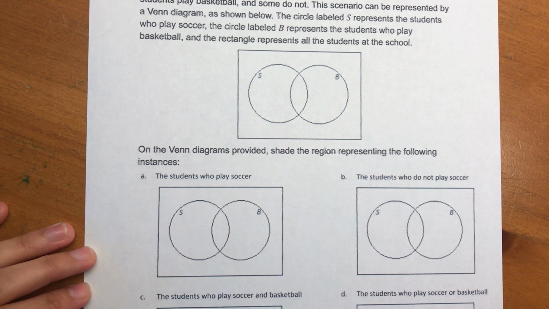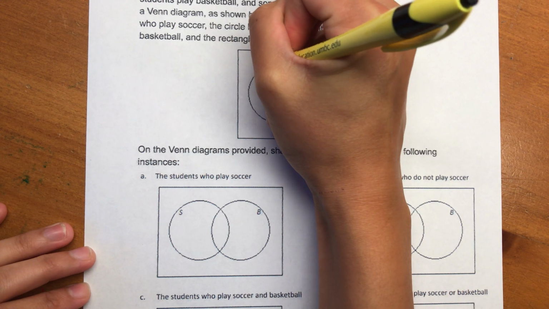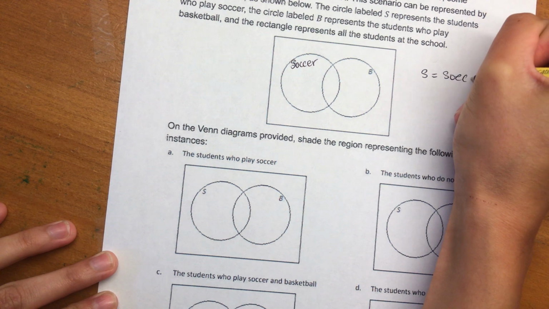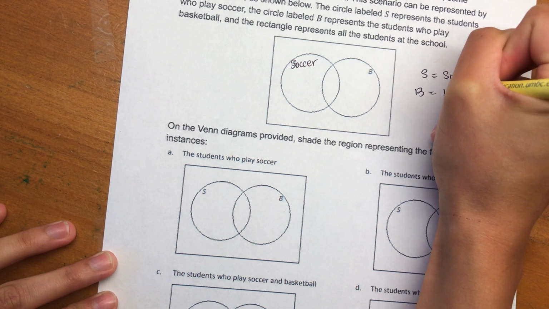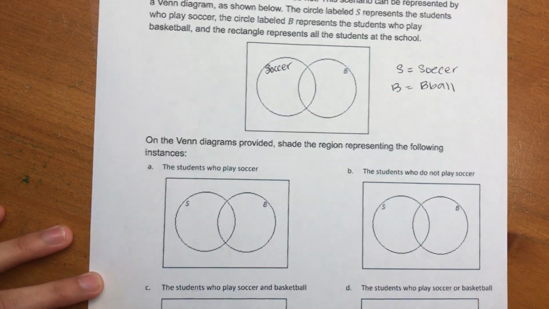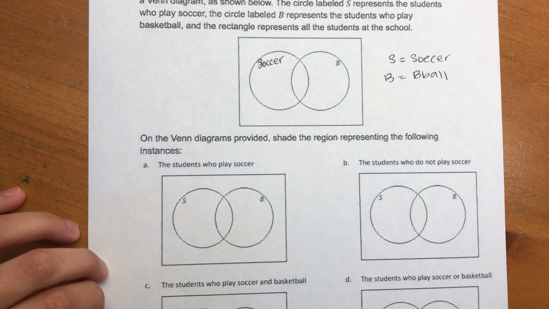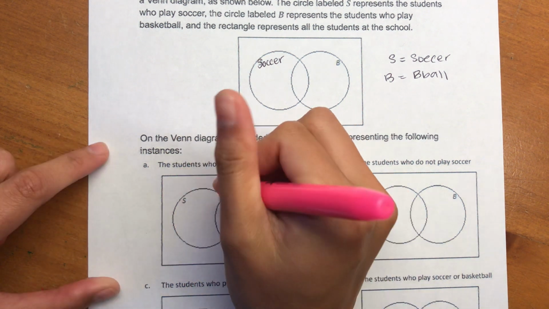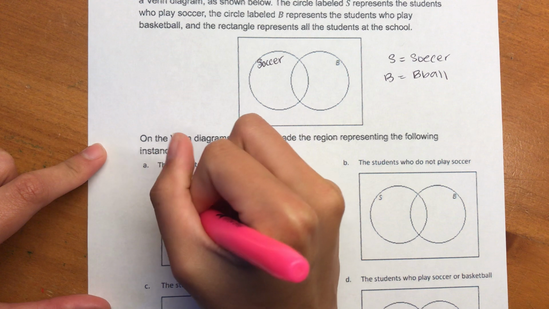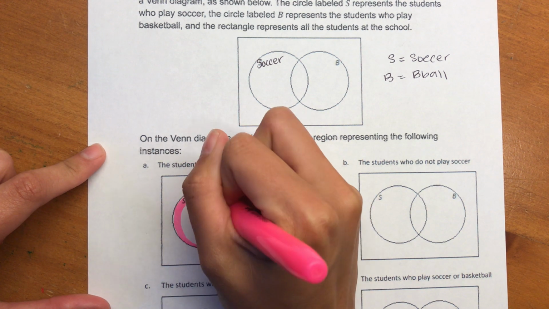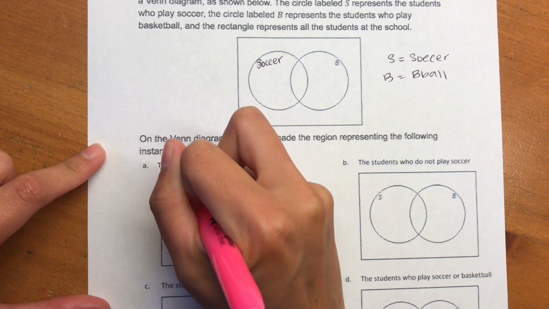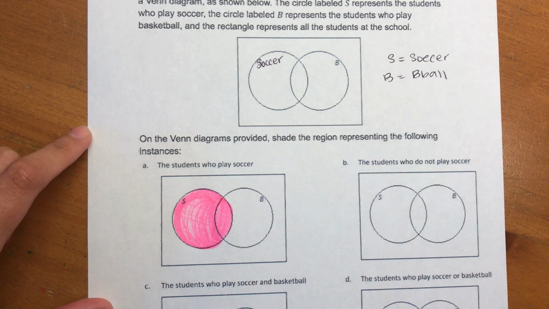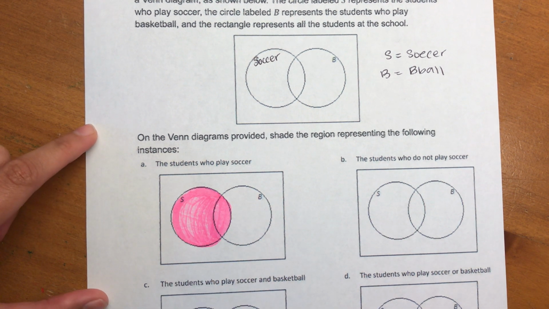So we know that S is going to be soccer and B is basketball. So I'm going to write this up here just so we remember. S is soccer, then B is basketball. I'm going to say B-ball. I'm not trying to write all that. Okay. So students who play soccer is going to be at least this one, right? Because this is students who only play soccer. But also, students who play soccer and basketball are going to be included in that. So this whole circle is students who play soccer.